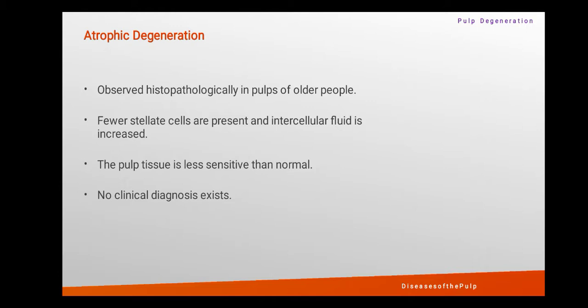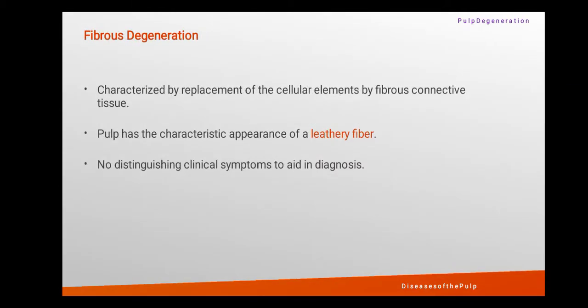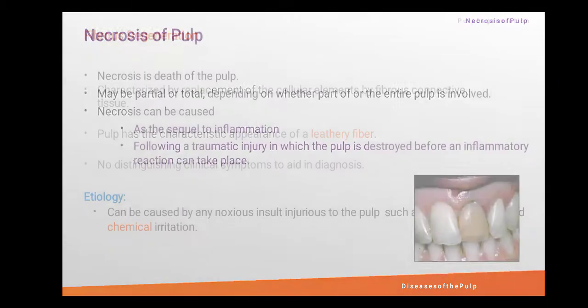Then coming to the atrophic degeneration, it is mostly seen in older people, where fewer cells are present, the intercellular fluid is increased, and the pulp tissue is less sensitive than normal, and no clinical diagnosis exists. So there is a complete degeneration of the pulpal tissue in atrophic degeneration. Then coming to the fibrous degeneration, it is characterized by replacement of cellular elements by fibrous connective tissue. The pulp is leathery, fibrous in appearance. There is no distinguishing clinical symptom to aid in diagnosis.